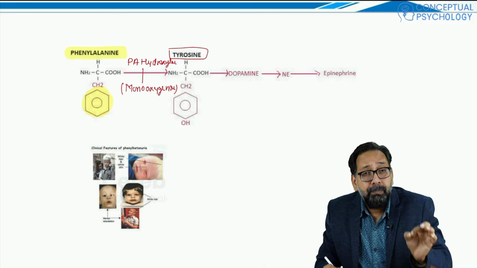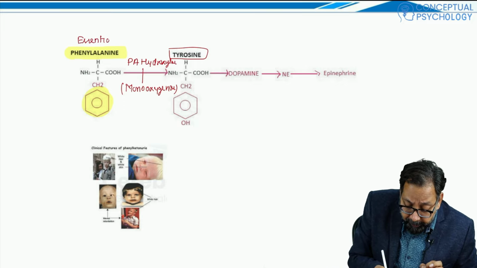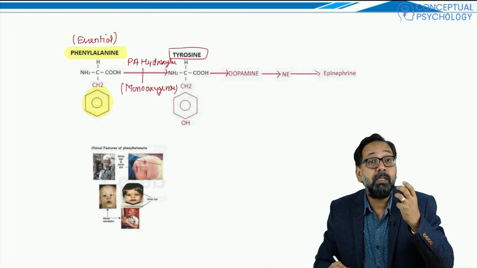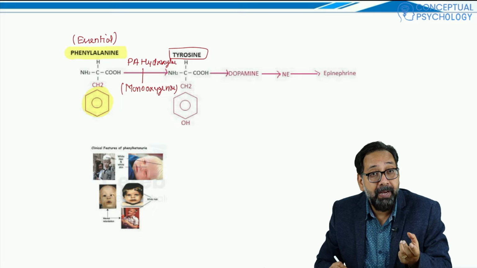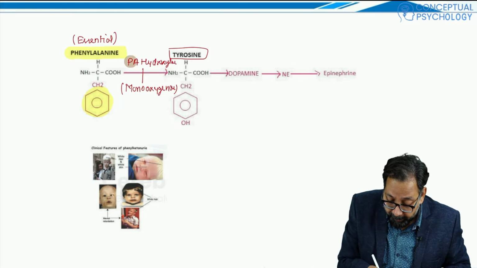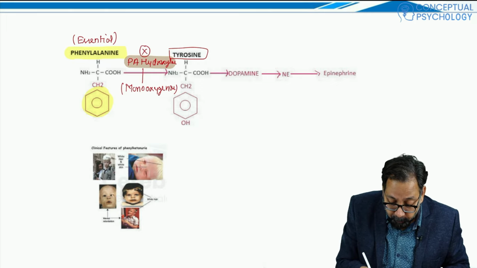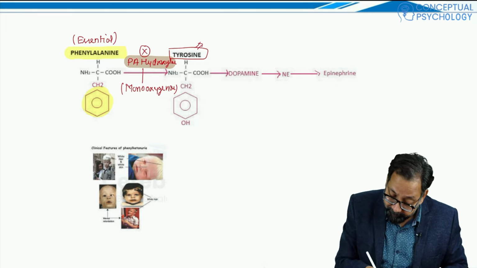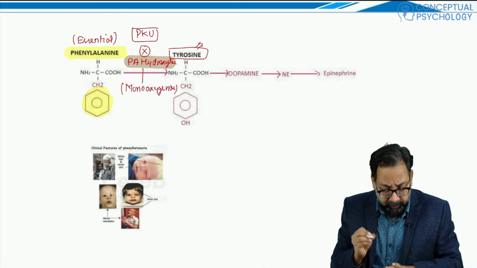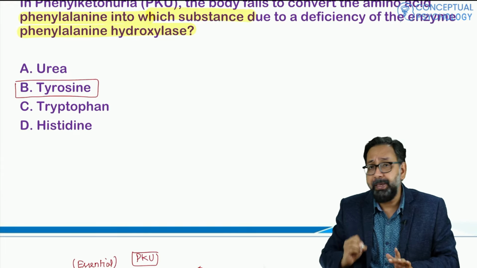So normally phenylalanine is an essential amino acid. Essential amino acid means it must be supplied in our diet, and this essential amino acid phenylalanine is normally converted to tyrosine by the enzyme phenylalanine hydroxylase. If this enzyme is deficient, then tyrosine will not be synthesized, and this disorder is phenylketonuria. So the answer is tyrosine. In phenylketonuria, tyrosine will not be synthesized.